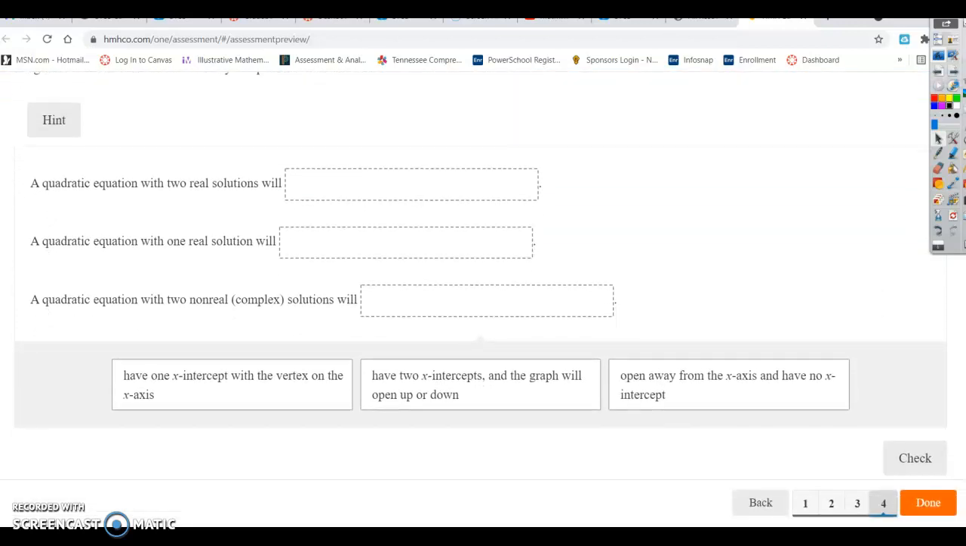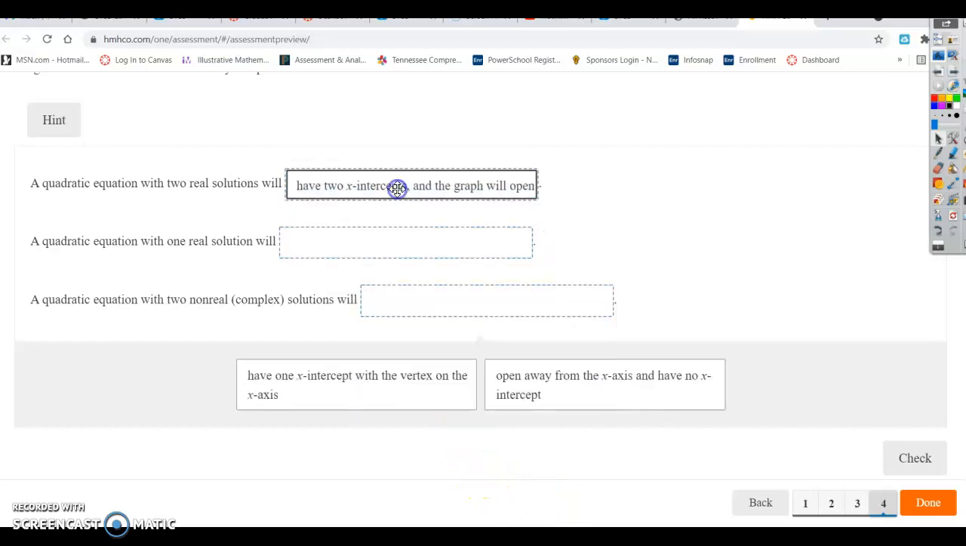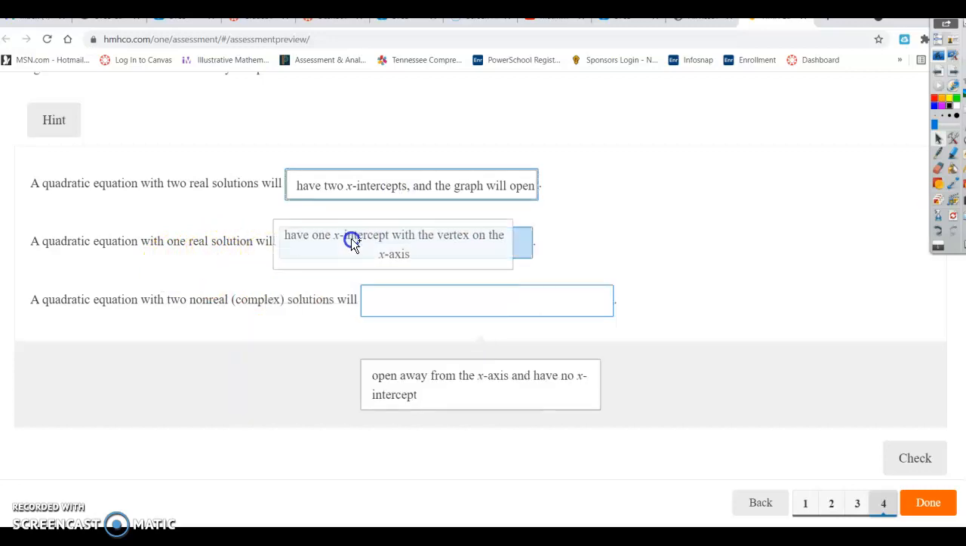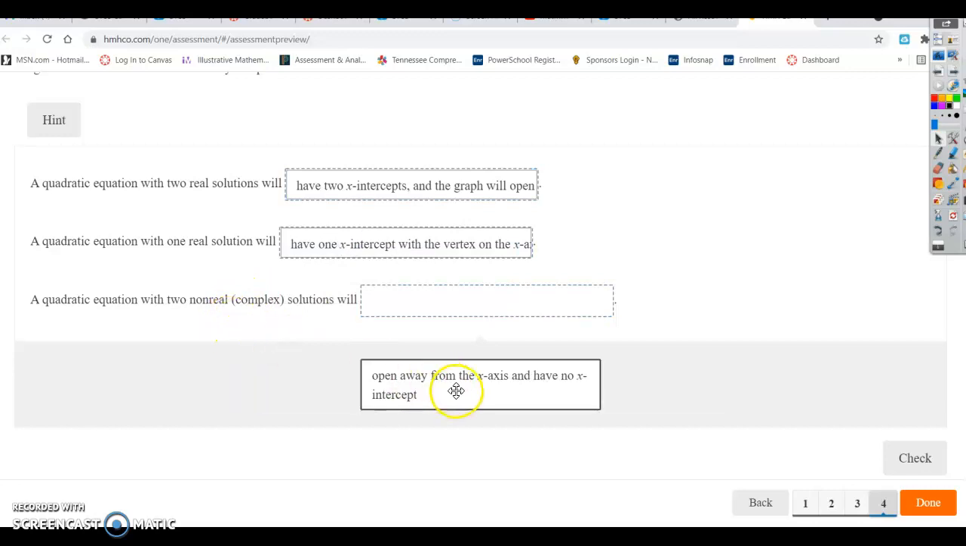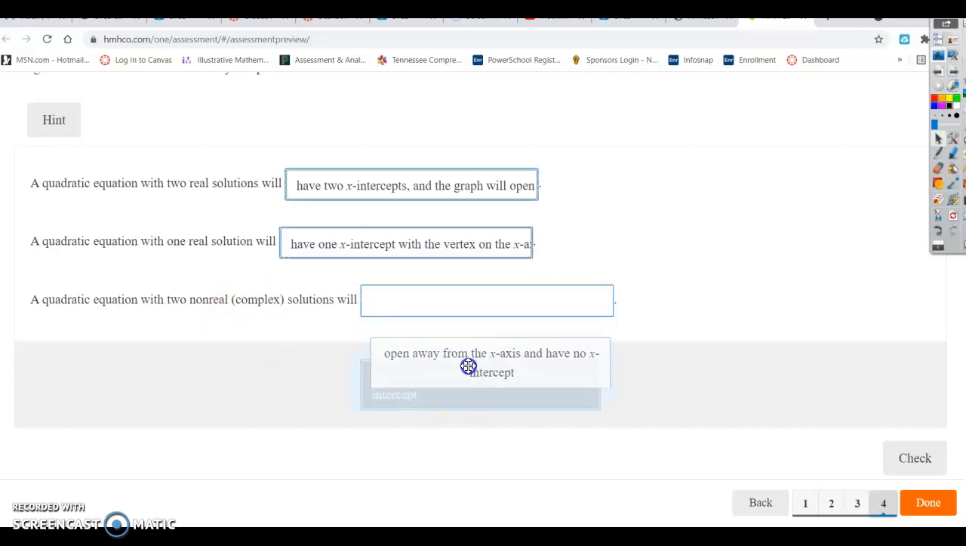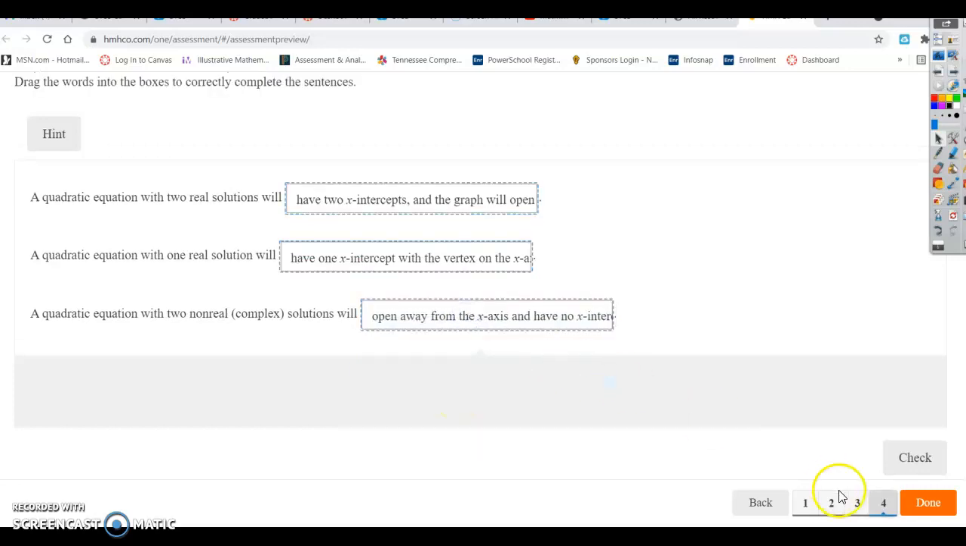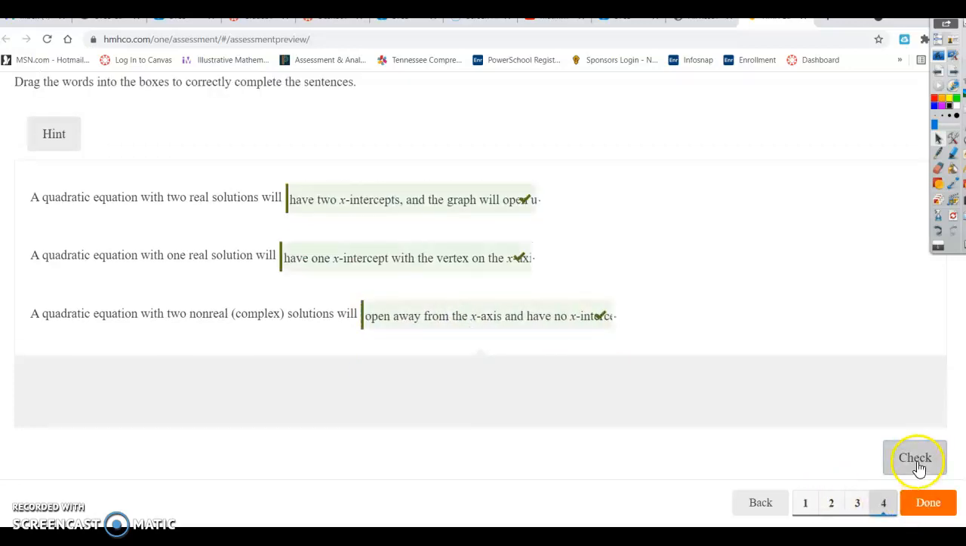All right, a quadratic equation with two real solutions will have two x-intercepts, and the graph will open up or down. A quadratic equation with one real solution will have one x-intercept, and non-real solutions open away from the x-axis and will have no real solutions.